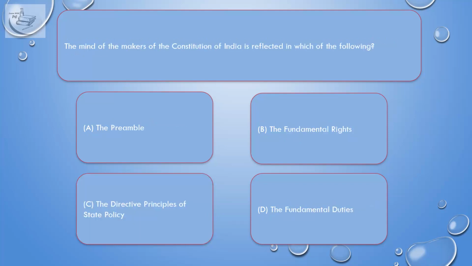Correct answer is C. the chapter on directive principles of state policy, fundamental rights and fundamental duties. Question: The mind of the makers of the Constitution of India is reflected in which of the following? A. The Preamble. B. The Fundamental Rights. C. The Directive Principles of State Policy. D. The Fundamental Duties.